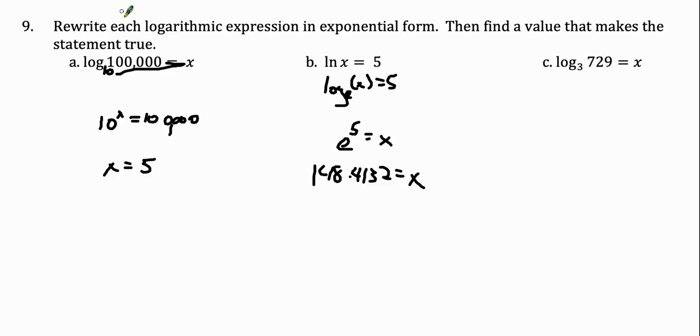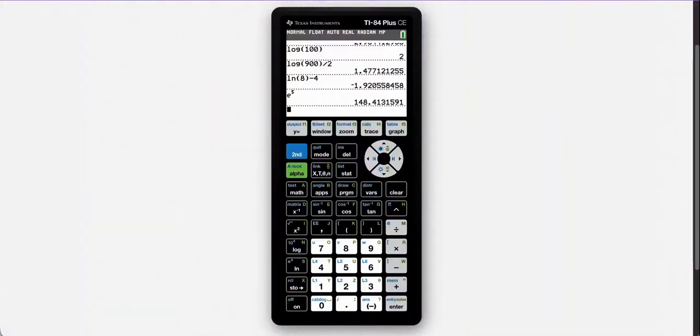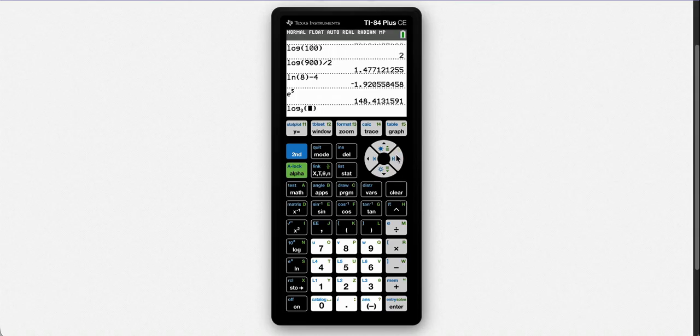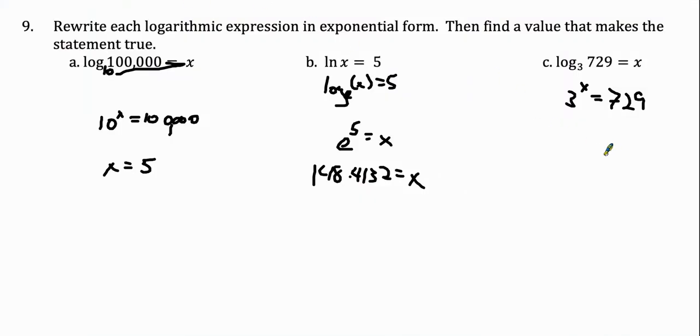The next one, again, same idea as the first one. To rewrite in exponential form, this would just be 3 to the x power equals 729. So we're trying to figure out 3 to what power equals 729? Well, we can just plug log base 3 of 729 into the calculator. So remember, that is under the math menu, and we can just scroll up to log base, or I can just do math alpha math, and that gets me log base. So log base 3 of 729. So that tells me that 3 to the 6th power is 729.